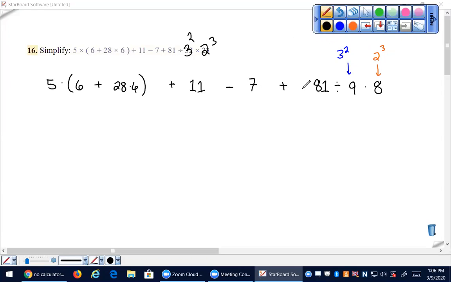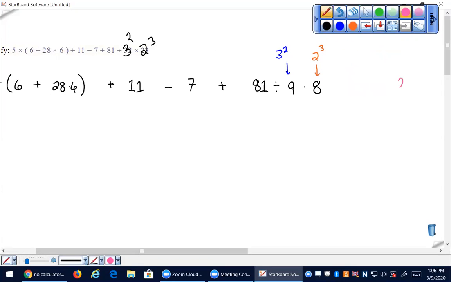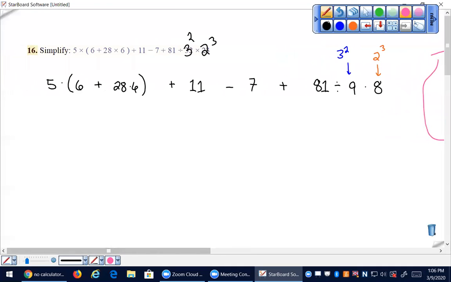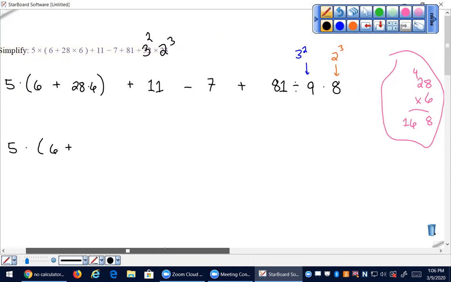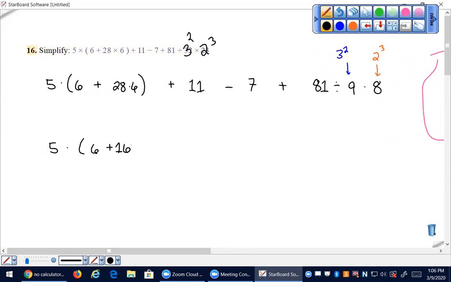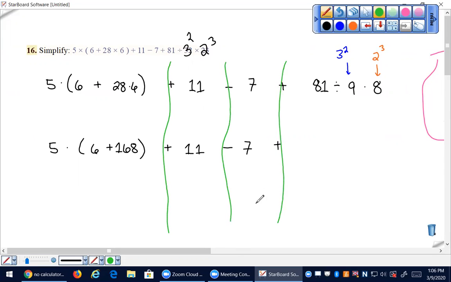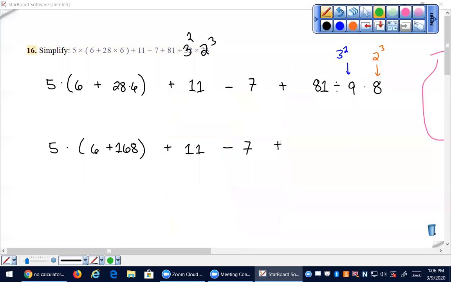Okay, I need to do a 28 times 6. Ugh. So 6 times 8 is 48. 6 times 2 is 12, so 168. So I have 5 times 6 plus 168. So this was one term. That was a term. One term here, one term there. They're not changing at all, right?